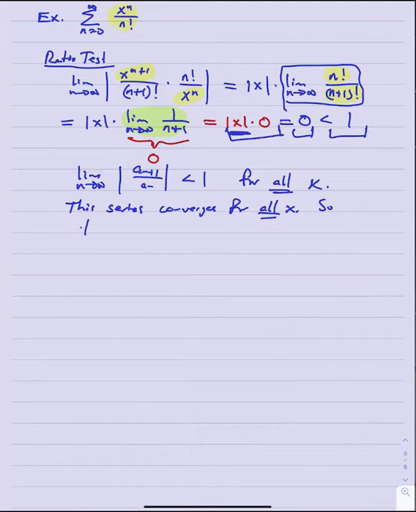So the so-called interval of convergence is negative infinity to infinity. It's still an interval, it's just everything. Okay, let's do one last example.